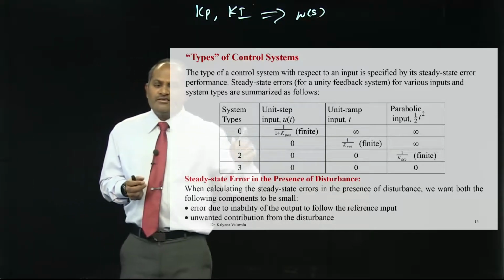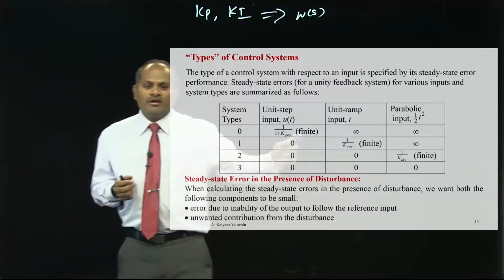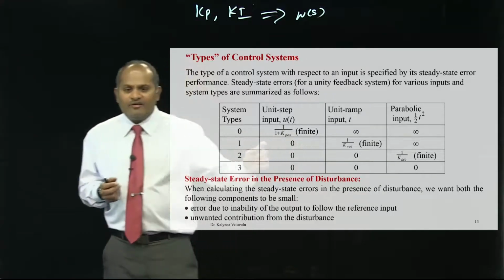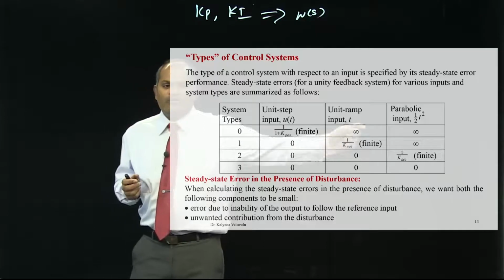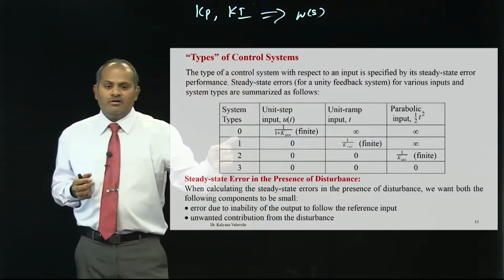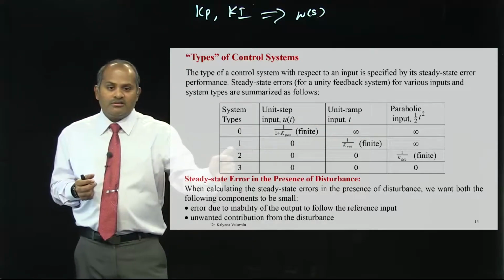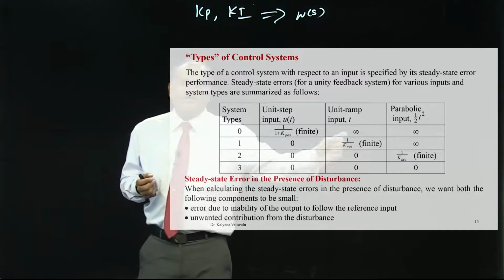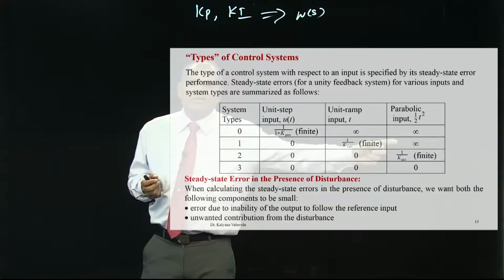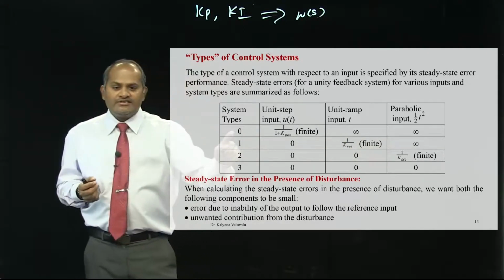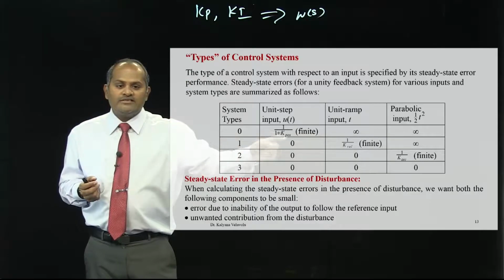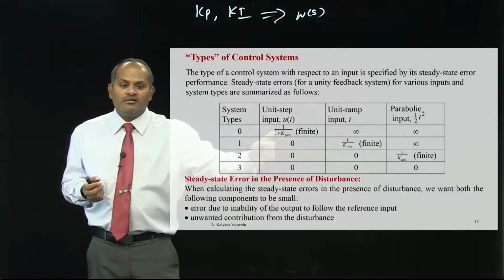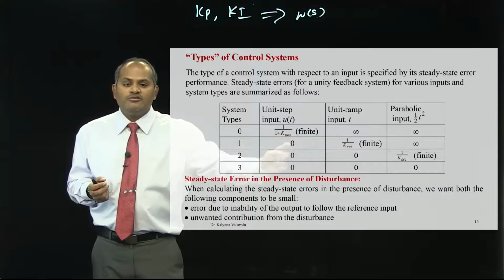So, what we see is, if there are no poles at the origin, I get a constant error for a unit step, and infinity error for ramp and parabolic. It is not really good. When you have 1 pole at the origin and the system is type 1, I get 0 error for unit step, quite nice. I get finite error for unit ramp, and infinite for parabolic. So, changing a system from type 0 to type 1 changes a constant error to 0 error.